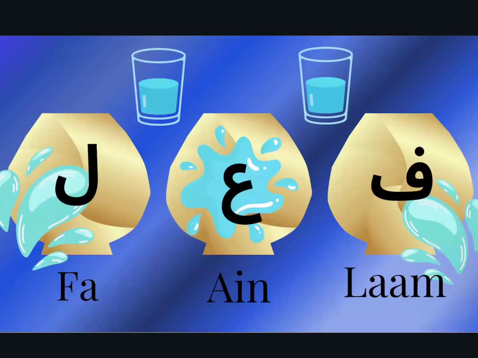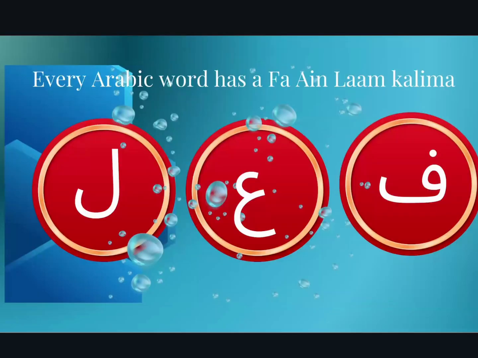So here you have the fa kalima, ain kalima, lam kalima. And every Arabic word has a fa, ain, lam kalima. Or usually, most of them have 3 root letters. The majority of the words have 3 root letters.